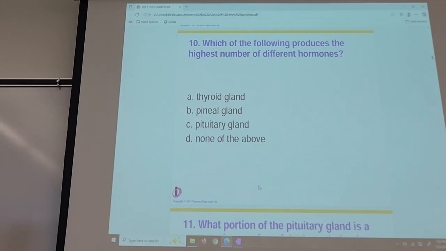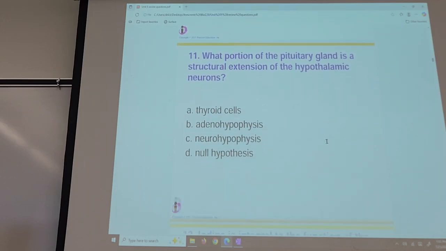Okay, which of the following produces the highest number of different hormones? C, pituitary gland. Such a small gland, such an important endocrine job.